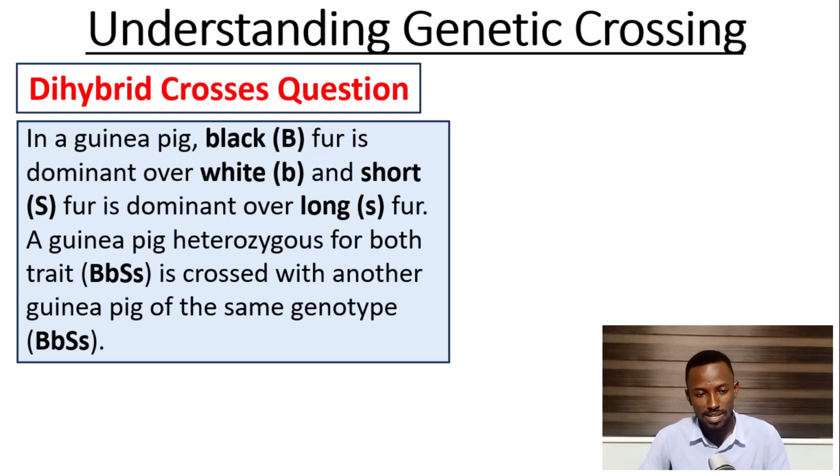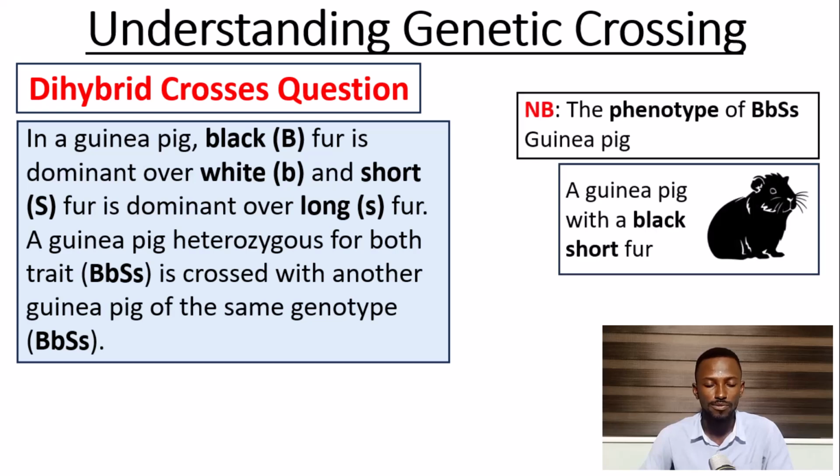So a guinea pig heterozygous for both traits, that is capital B, small b, capital S, small s, is crossed with another guinea pig of the same genotype. So this is what is happening. Two guinea pigs. But before I proceed with the question, I have something I want to take note of. Now we are saying the guinea pig has a genotype of capital B, small b, capital S, small s. That is its genotype. So what will be the phenotype of the guinea pig that has this kind of genotype?